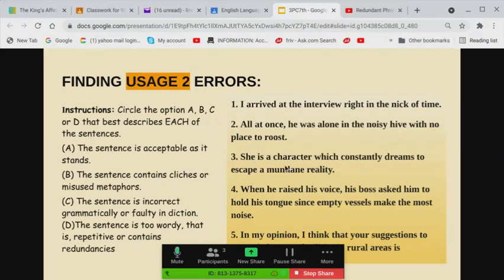Number 3: She is a character which constantly dreams to escape a mundane reality. What do you think? Mundane reality. A cliche also.